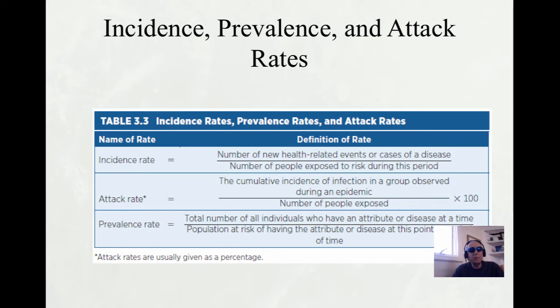You can calculate the morbidity, mortality, as I said, by mathematics. You put the number of new health-related events or cases of disease over the number of people affected, and that becomes the incidence rate. Attack rate, we put the number of people attacked during an epidemic over the number of people exposed. Prevalence is the total number of individuals who have gotten the disease over the population at risk. So we want to know, from 100,000 people, what was the rate of the disease within that population.